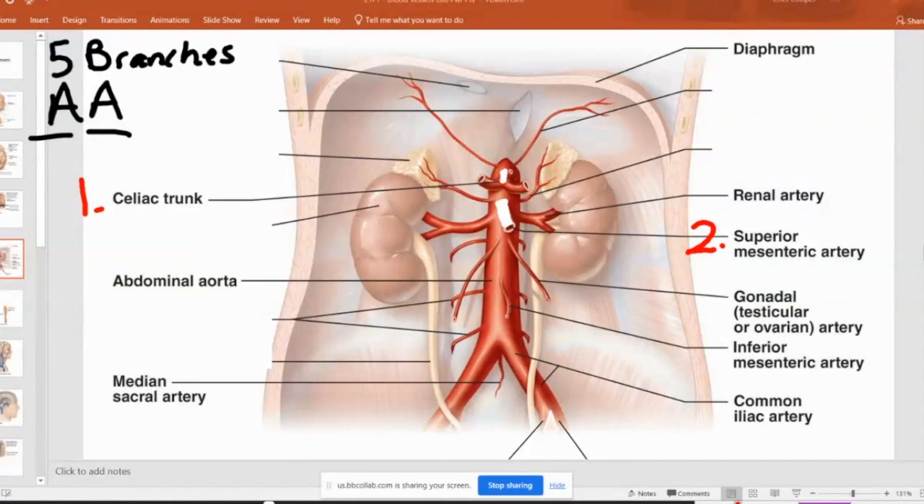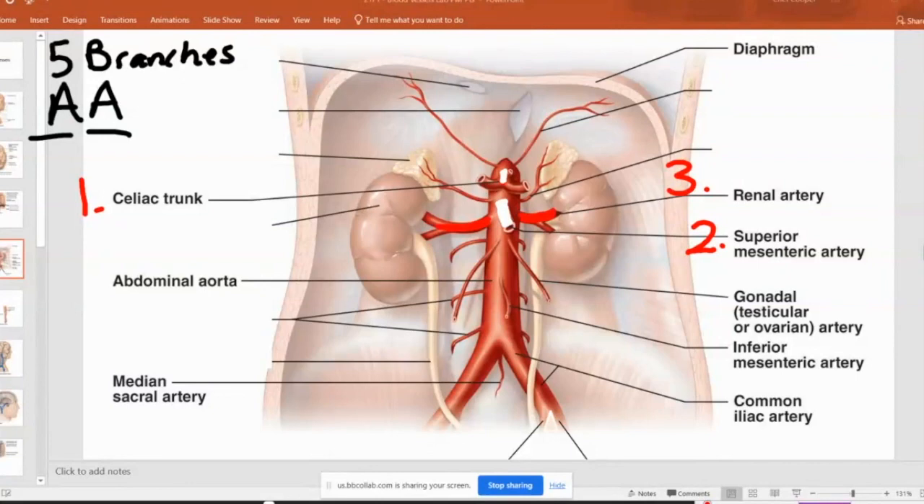For us, I would take a blank sheet of paper and go 1, 2, 3, 4, 5 and practice writing them. Number one, celiac trunk. Number two, superior mesenteric artery. Number three would be here. What organs does that go into? Kidney. What's a great name for an artery that goes to a kidney? Renal. There you go. Renal artery. You will notice that there's renal arteries on both sides. I'll ask you to label one or the other. Remember, I'm not looking for left and right on this. I'm just looking that you get the right word.